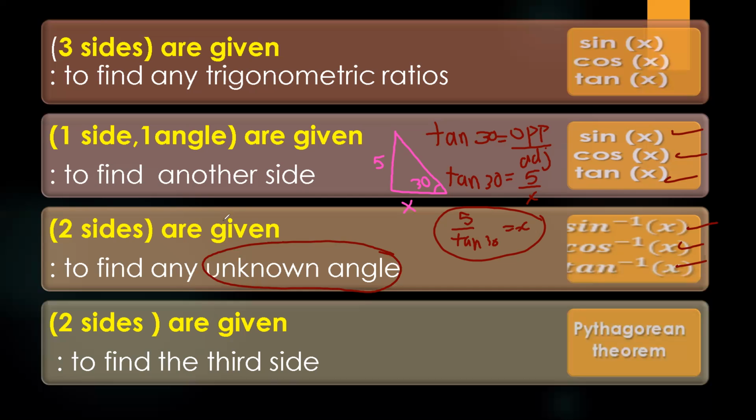But if you have one side and one angle, and you need to find any of the other sides, you have to use the sine and the cosine and the ratios as they are.